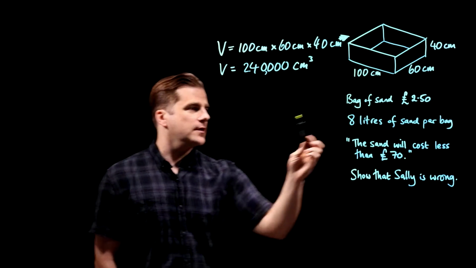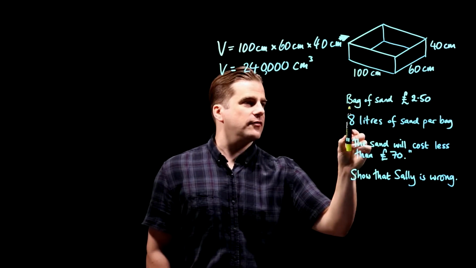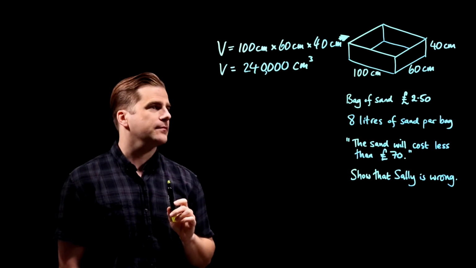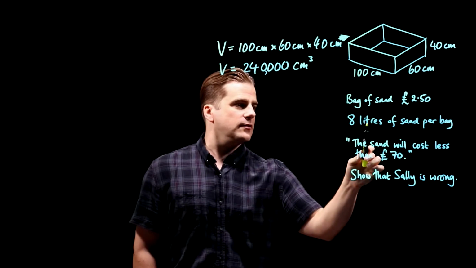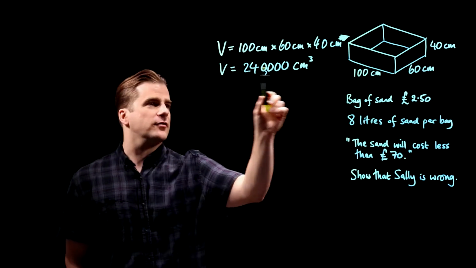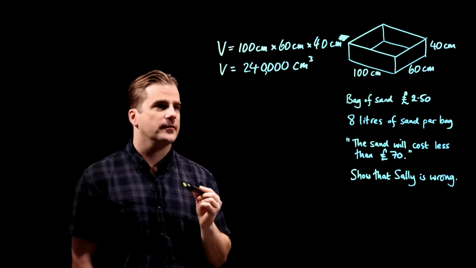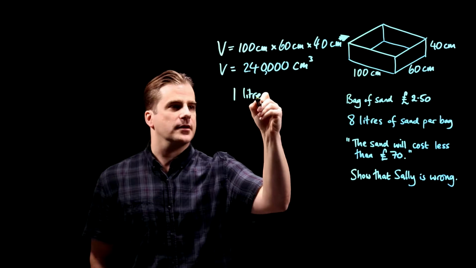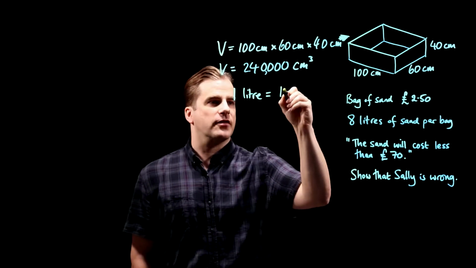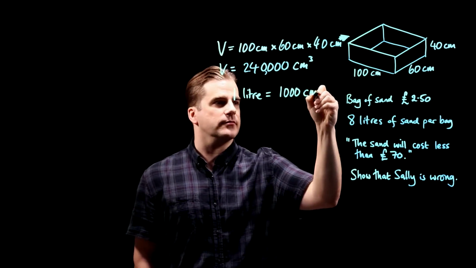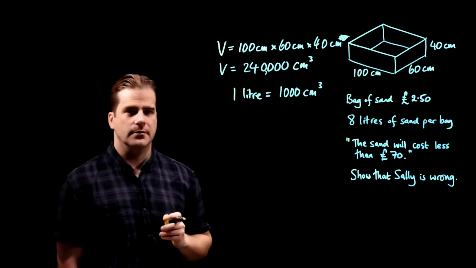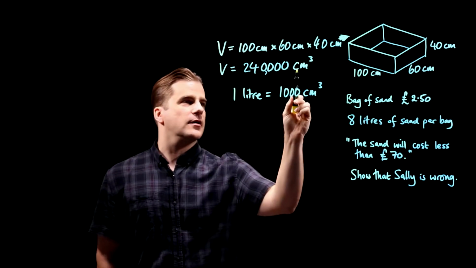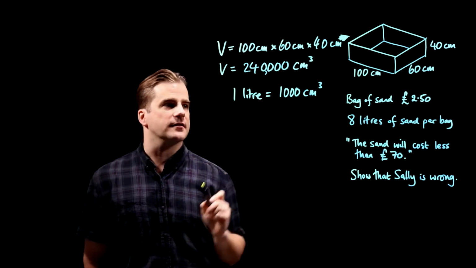Now, one bag of sand costs £2.50, we don't need that yet. 8 litres of sand per bag. Okay, so they've given us the volume here in litres, but we've worked out the volume here in centimetres cubed. So we're going to have to use our knowledge that 1 litre equals 1,000 centimetres cubed. So how do we convert this into litres?